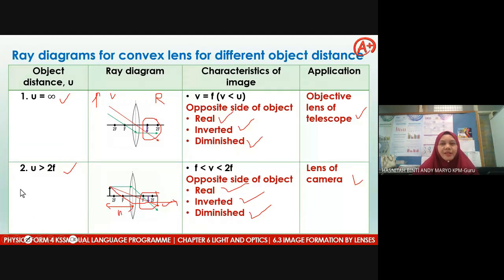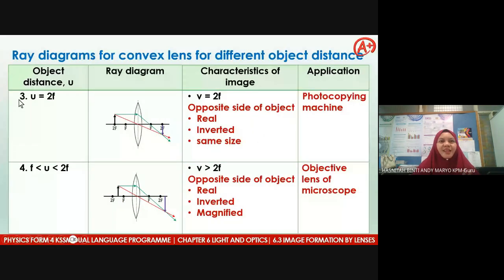Okay, students. Okay, and this is the third position. Now we bring the object exactly at 2F. Okay, object distance equal to 2F. Again, where is the object distance? This is the object distance, U. Okay, distance between object and optical center. So here we apply the first rule, the red color line. Okay, light ray from the object passing through optical center, so no refraction. Continue to travel in a straight line. So this is rule number 1.